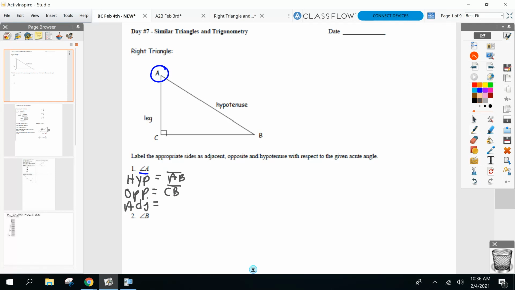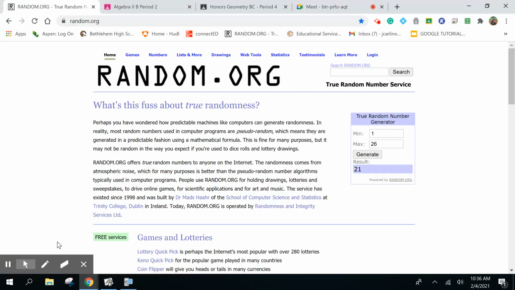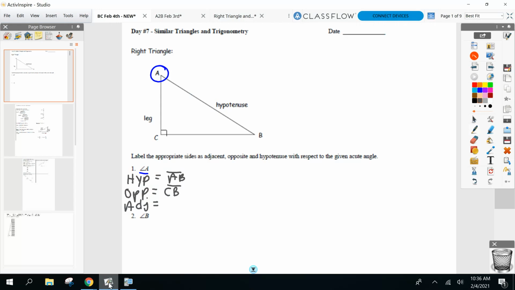Now, when I say side adjacent, I know there's 2 sides adjacent to angle A, but one's the hypotenuse already. All right, when I ask for an adjacent side, I'm looking for a leg. I don't need the hypotenuse. So what is the leg adjacent to angle A here? Here we go. Ellie, what do you got? What's the leg adjacent to angle A? AC. AC, good job, Ellie.